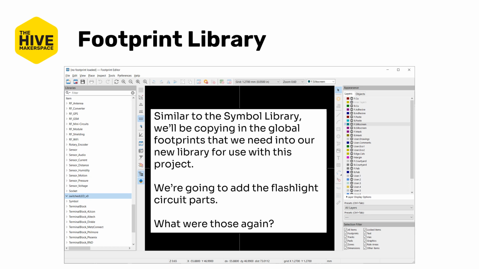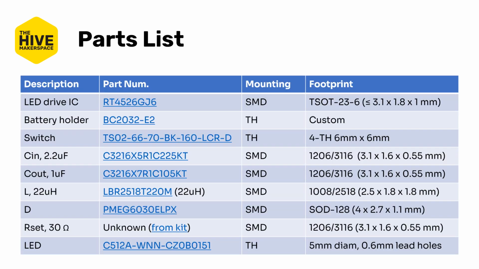Similar to the symbol library, if you watched video 6, we'll be copying in the global footprints that we need into our new library for use with this project. As I mentioned, we're going to use the flashlight circuit parts. What were those again? Because frankly, I've forgotten. They are these. Don't worry, you do not have to memorize this right now. I'm going to bring this up, or at least I'll tell you which parts you need to copy in.